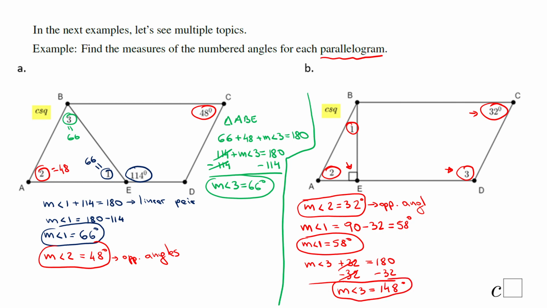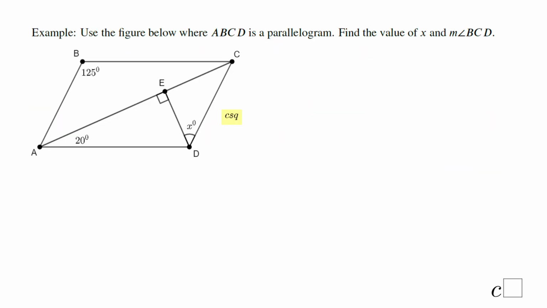Okay, and that is about using different properties, multiple topics I mentioned here. The sum of the measures of the interior angles of a triangle, and also the right triangle. You see, I used them all here. A very similar example we have here, where we have to use this parallelogram. Again, we know it's a parallelogram, and we need to find the value of x, which is this guy here.